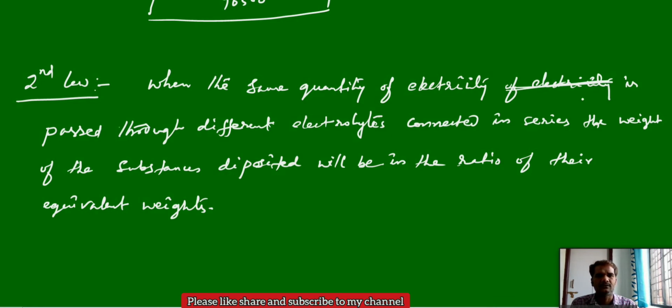The same quantity of electricity is passed to the different electrolytes connected in series, then the weight of the substance deposited will be in the ratio of their equivalent weights. This is the second law.